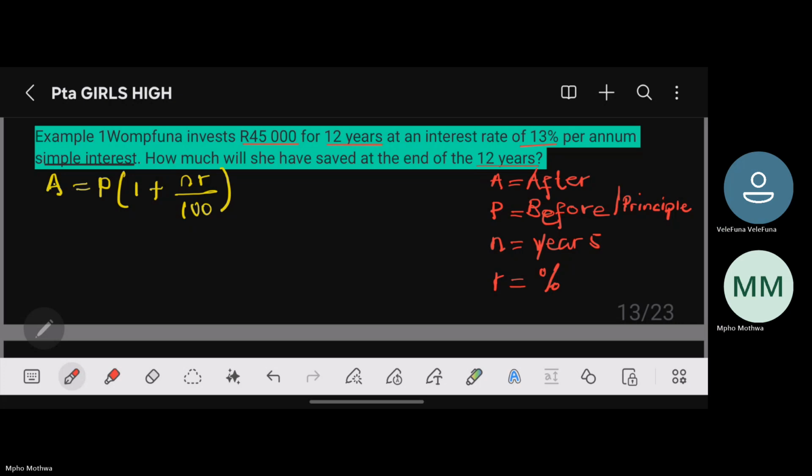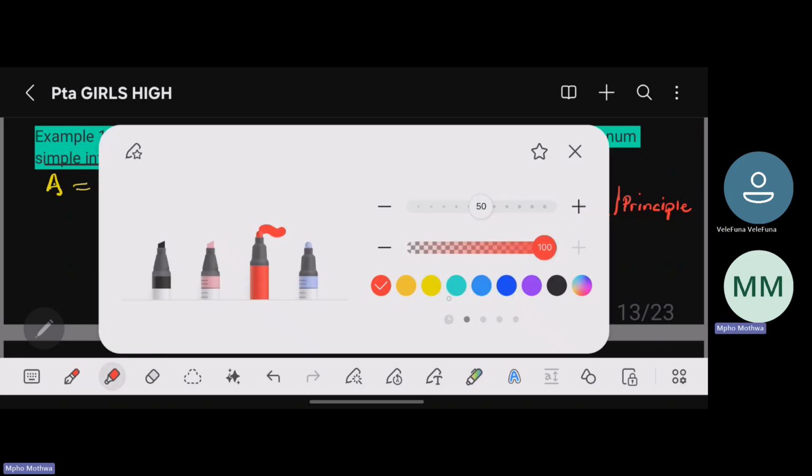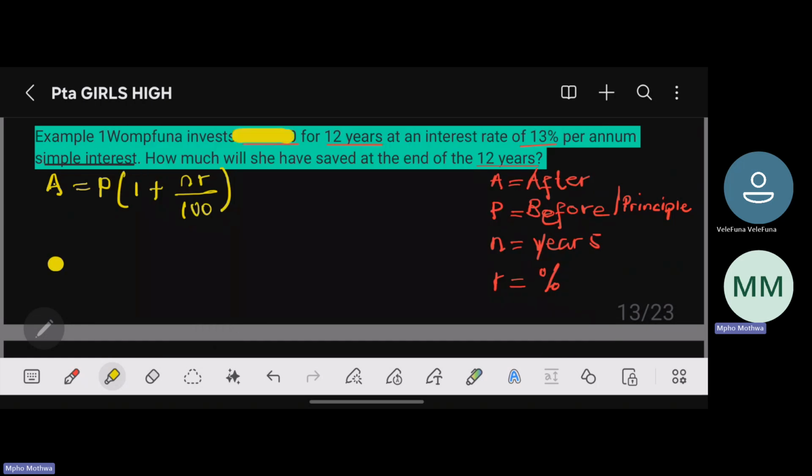Now, if you can check all this information that we have here, it is what I was highlighting here. But now check, I also highlighted simple interest. I underlined simple interest.